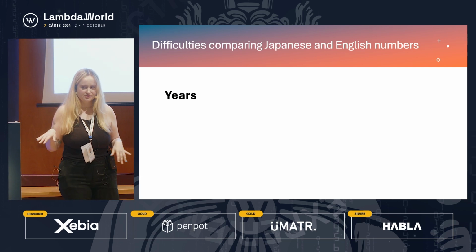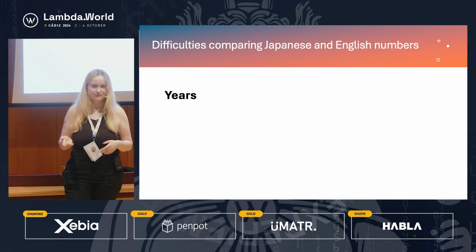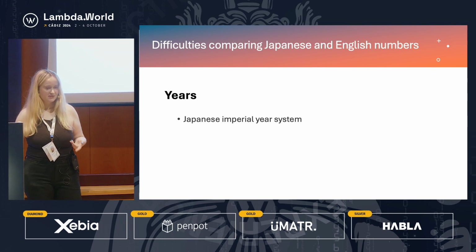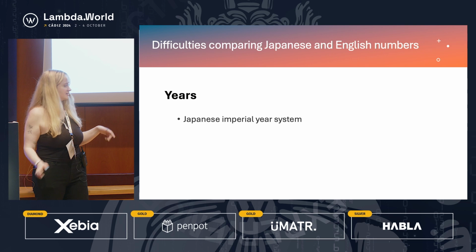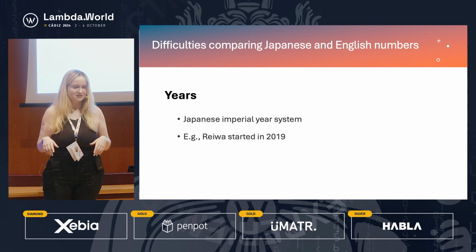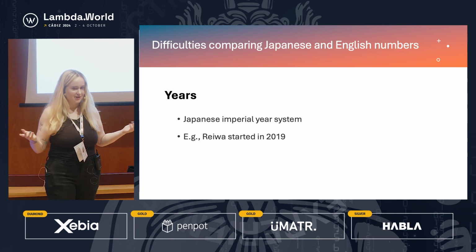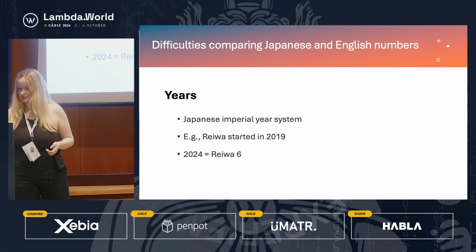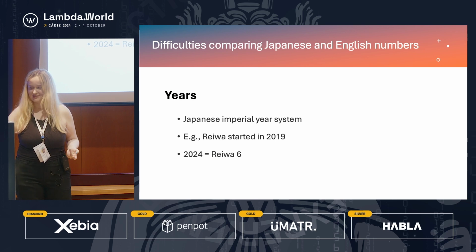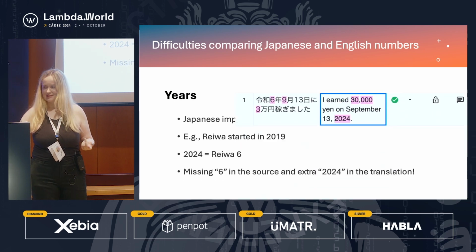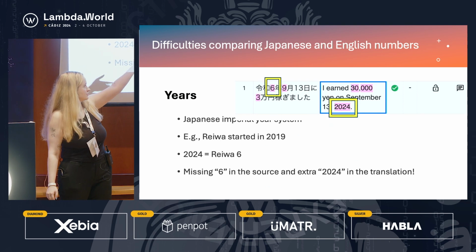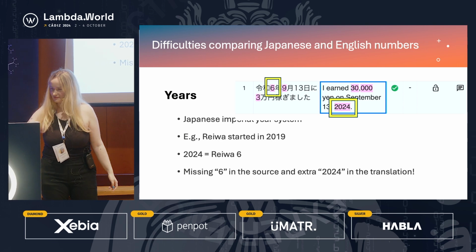The next difference would be years. Japan mostly uses Western years, like 2024, but they also have their own unique year system, which is the imperial year system. Every time a new emperor is enthroned, a new era starts. For example, we're currently in an era called Reiwa, which started in 2019, when a new emperor came to the throne. So the current year is Reiwa 6, which is 2024. However, if you correctly translate Reiwa 6 to 2024, it's going to complain. It's going to have 2 complaints. One is that there's a missing 6, and 2 is that there's an extra 2024.